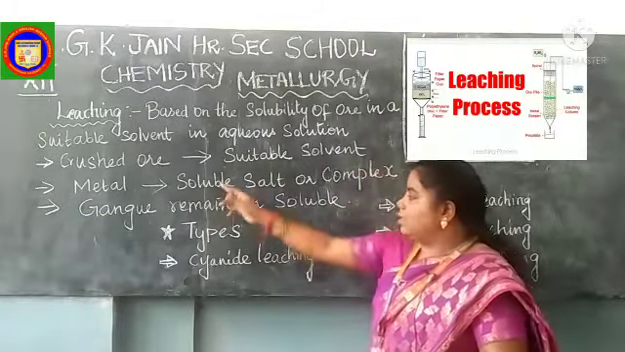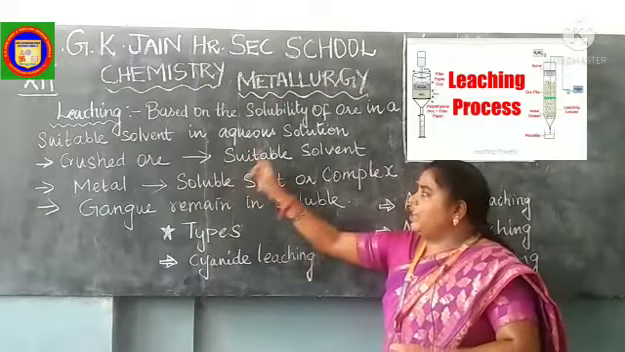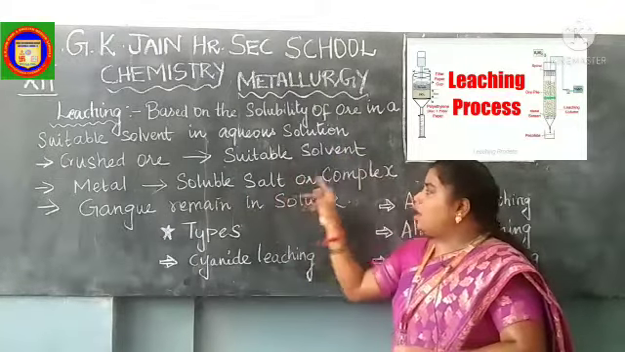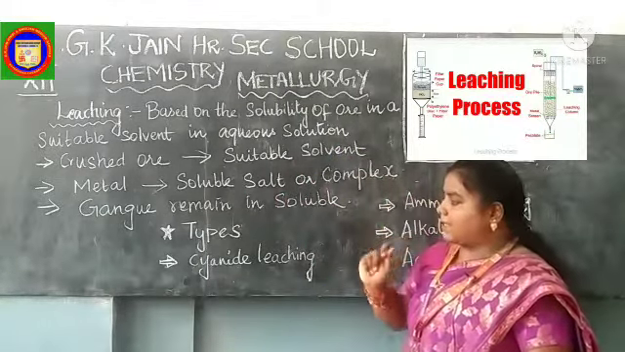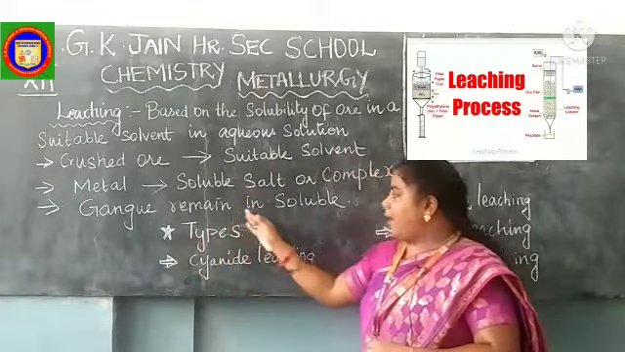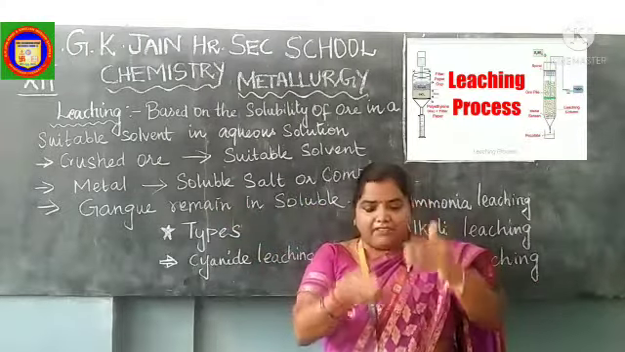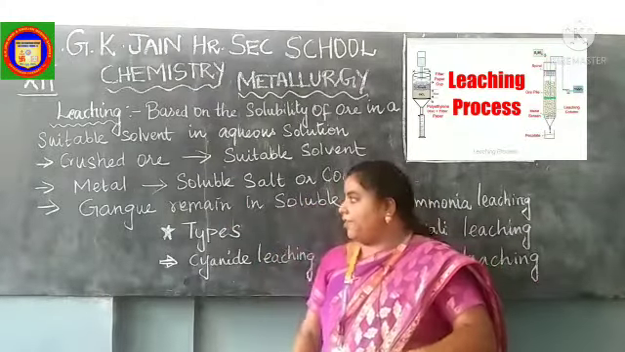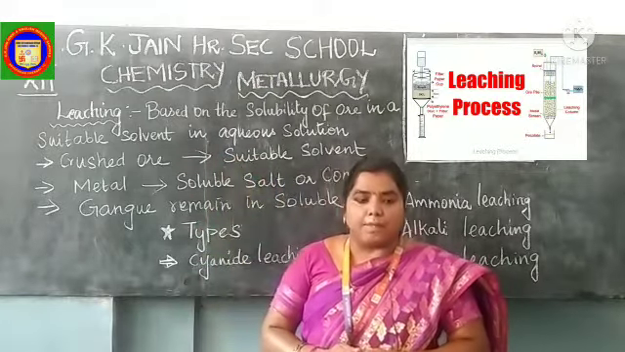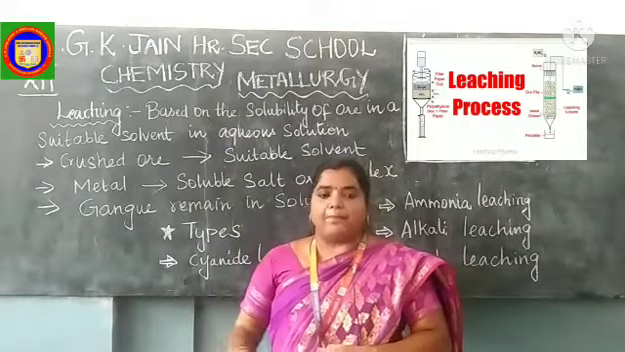Is it clear? So what happened? The metal present in the crushed ore has been treated with the suitable solvent. It forms a soluble salt or sometimes a complex, so it remains in the solution. The gangue is left behind in the beaker itself. So this is regarding the leaching process. Leaching is a method used to extract the metal from the ores.